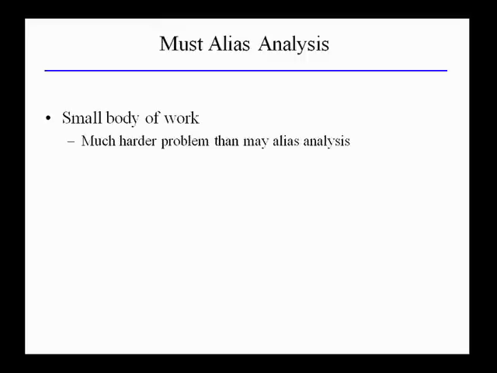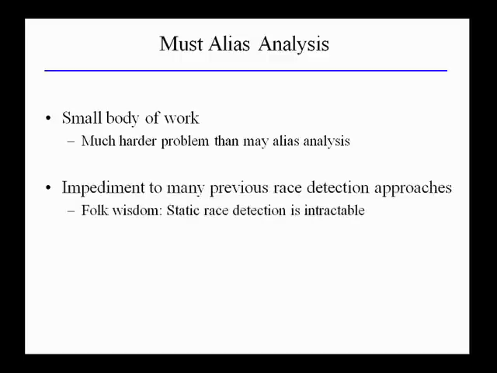So must alias analysis, if you went back and drew a slide of all the work on it, I think it'd be like 3 papers or something like that, because it turned out to be a much, much harder problem. Nobody's had a really good idea about how to do it in a very general way. And it's not really clear how it would be useful, because even if you could solve the problem well, it's not clear that things must alias very often. It isn't that common that things actually must alias at all. And so this has been an impediment to many previous race detectors. And this is probably the reason that there's some folk wisdom that static race detection is intractable.